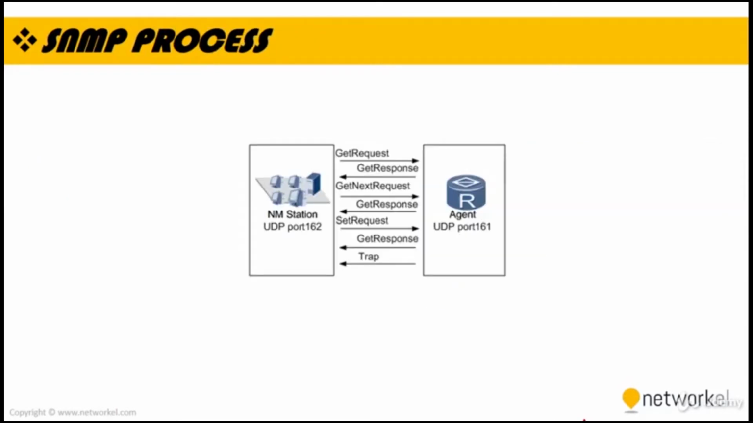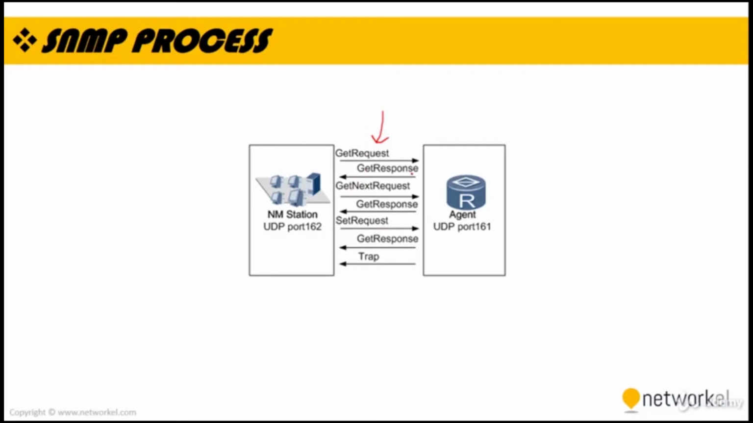The SNMP process consists of some steps. The first step that we are going to take a look at is the GET request. GET request is used to get the value of a specific MIB, and that is a manager to agent message.